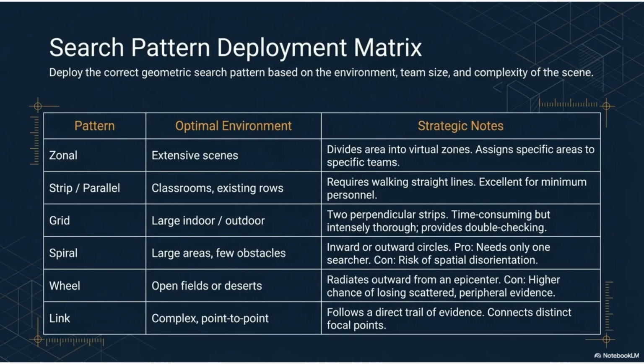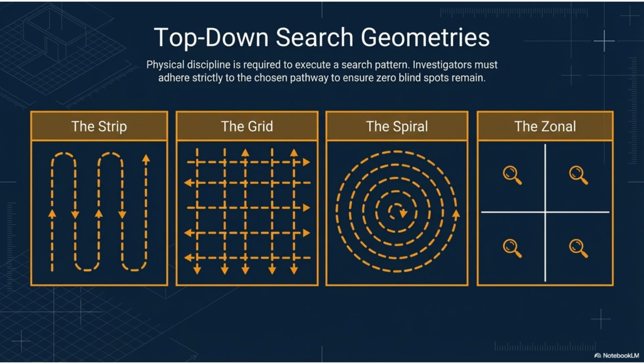Patterns include zonal, strip/parallel, grid, spiral, wheel, and link. The grid pattern, for example, is time-consuming, but offers double-checking. Physical discipline is required to execute a search pattern. Investigators must adhere strictly to the chosen pathway to ensure 0 blind spots remain. Examples include the strip, the grid, the spiral, and the zonal patterns.